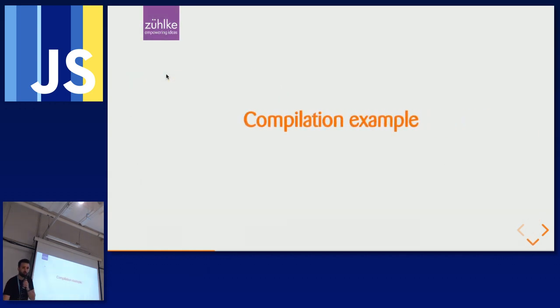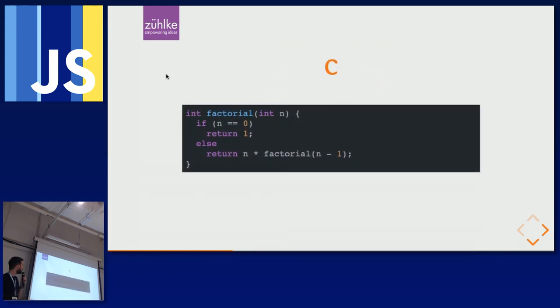Let's look at a small compilation example so that we understand what happens behind the scenes. This is a little C code. Can you all see that? Is the contrast okay? Okay. This is a little C function that does factorial. You probably all know that. If we have the factorial of 5, you would multiply 5 times 4 times 3 times 2 times 1, which would then be 120.